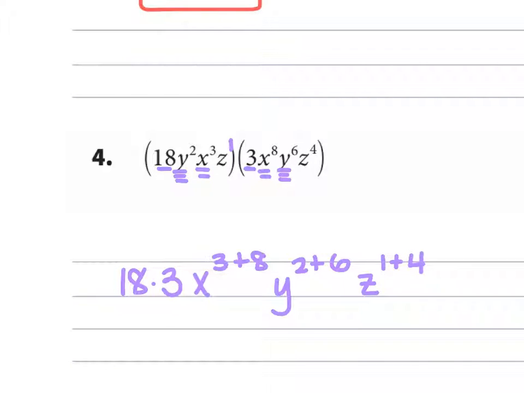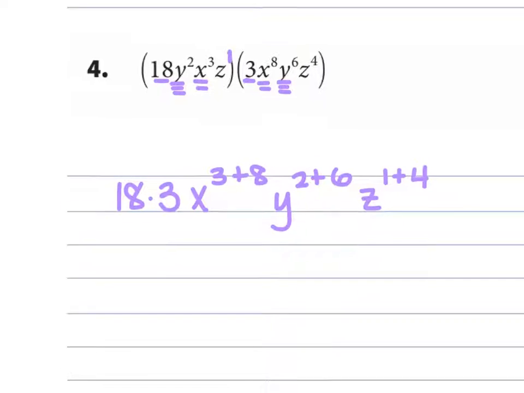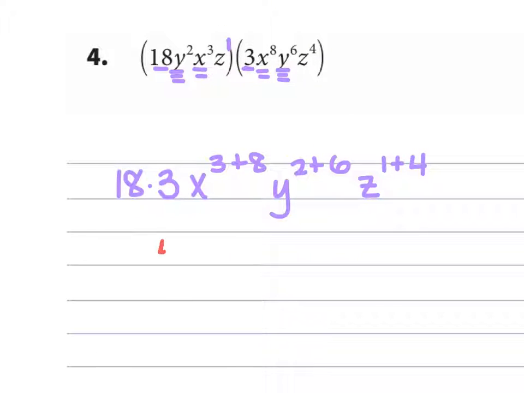So we'll add those. So the 18 times 3 times 8 is 24. Carry the 2. 3 times 1 is 3 plus 2 is 5. So 54. X to the 11th, y to the 8th, z to the 5th.